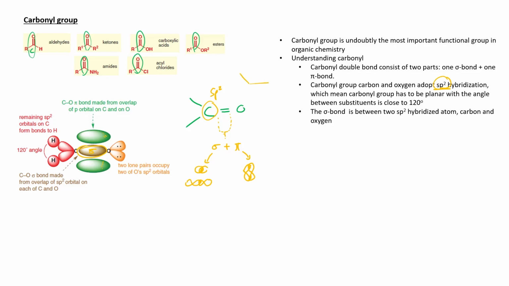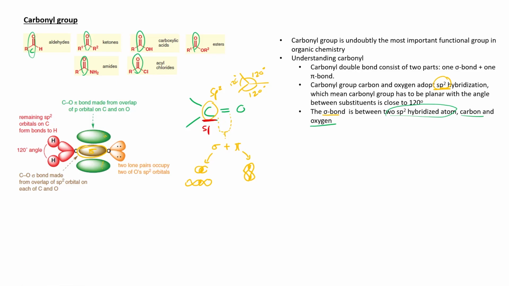So sp2 means that the carbon is attached to 3 groups and it's planar, meaning that it's like this, and the angle between them is 120, 120, 120. If you have sp3 like methane, then you have a tetrahedral structure. So the hybridization will dictate the structure. And the sigma bond is between the two sp2 hybridized atoms, carbon and oxygen. So what does it mean? This is sp2 hybridized. Let me put another color.